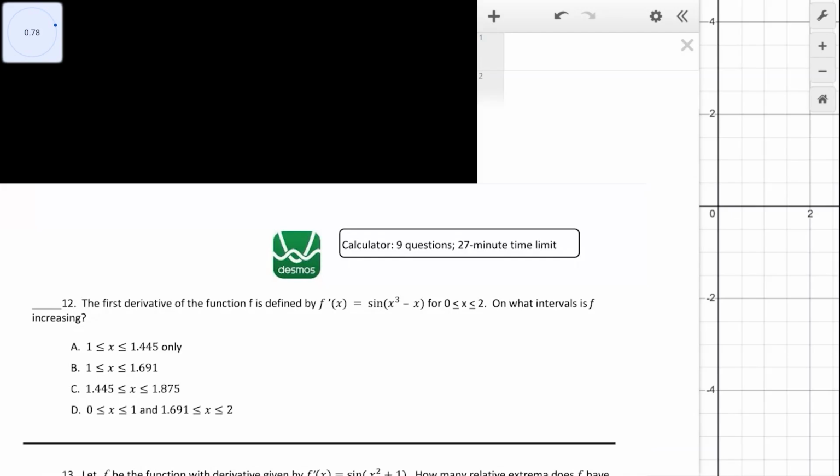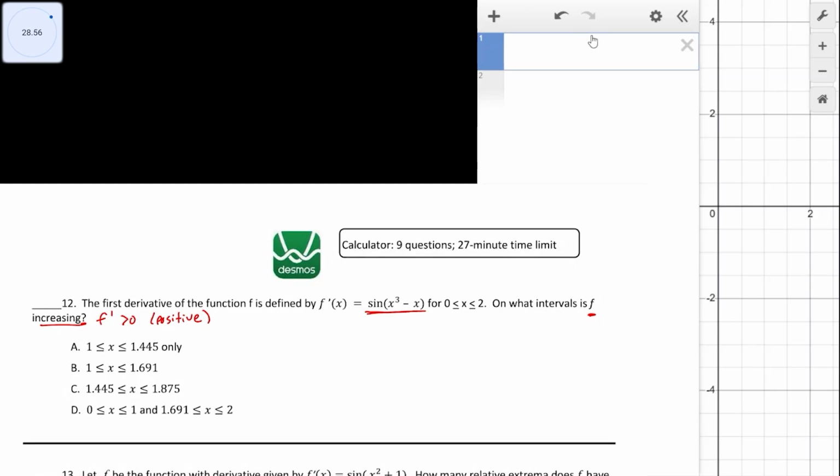Number 12 says that the first derivative of the function f is defined by f prime equals sine of x cubed minus x for x values between 0 and 2. On what intervals is f increasing? Well, in order for f to be increasing, f prime needs to be positive. And so what we're going to do is graph f prime, which is this equation right here, and look to see where it's above the x-axis between 0 and 2.